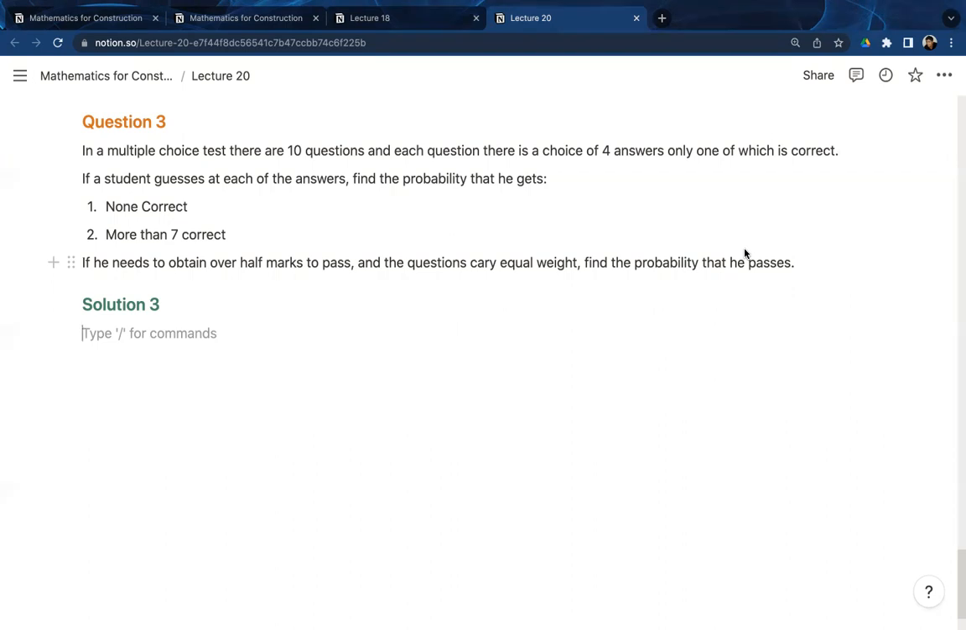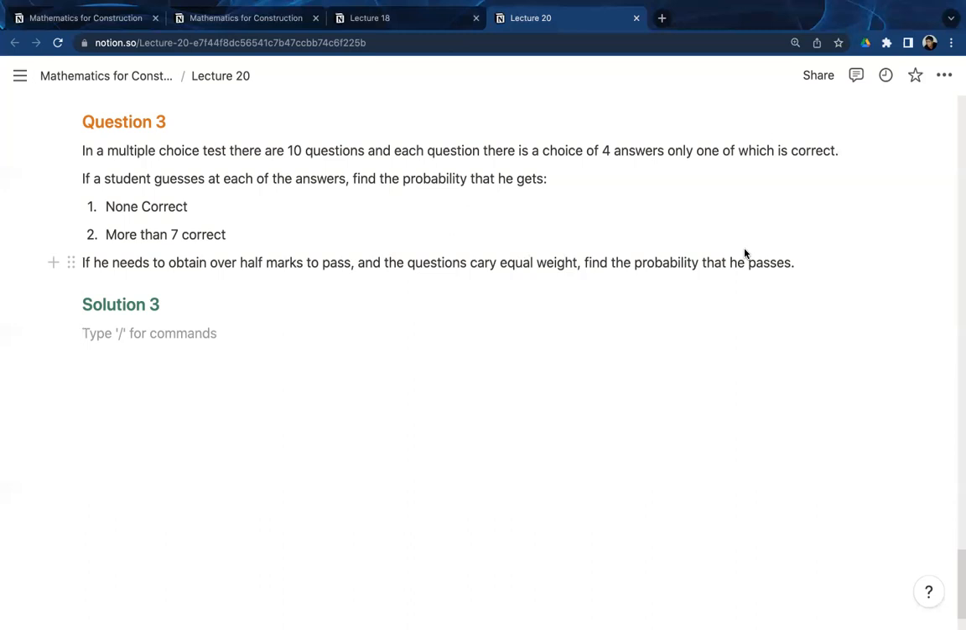So I give you the first 2 then. What's the chance you get none correct? Or what's the chance you get more than 7 correct? The last one is interesting though. If you need to obtain half the marks to pass, and the questions carry equal weight, what's the chance that you would pass? That's what people want to know, right? What's the probability of passing, assuming you guess for each question, right?